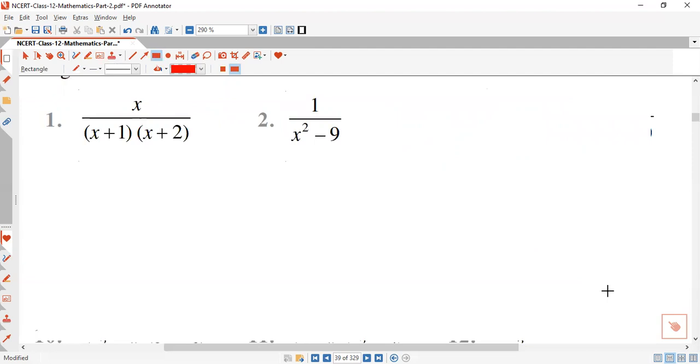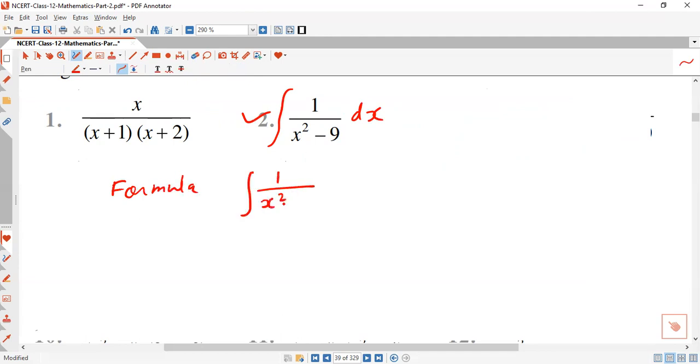This is a formula directly, so I don't need to solve this question at all. You see in this question number 2, we want to do the integration. You know the formula: the integral of 1 upon x square minus a square dx will be equal to 1 upon 2a log of x minus a upon x plus a, plus some constant c.